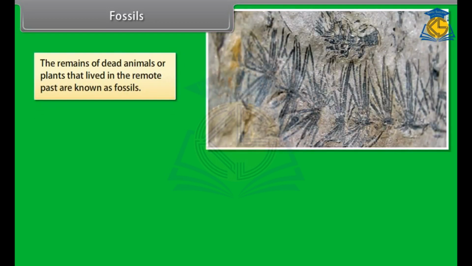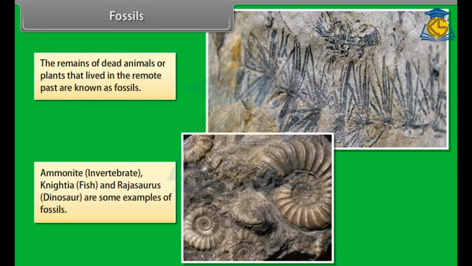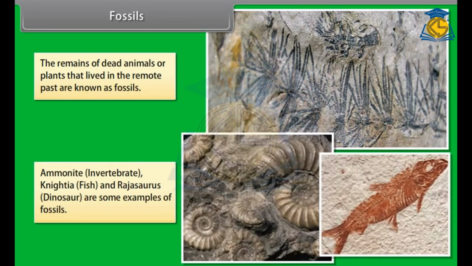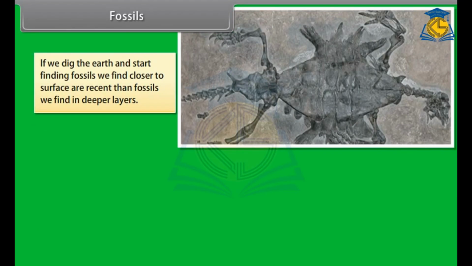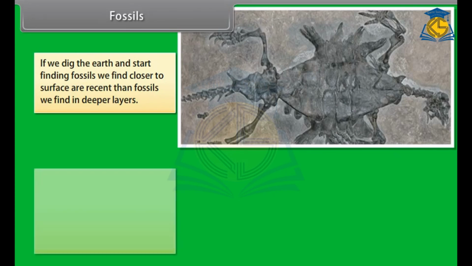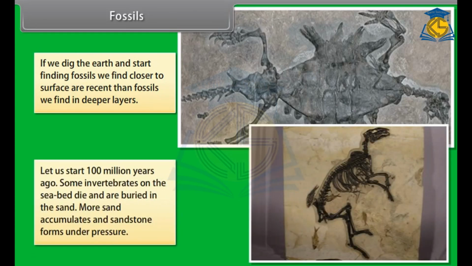Fossils. The remains of dead animals or plants that lived in the remote past are known as fossils. Ammonite, an invertebrate, Knightia, a fish, and Rajasaurus, a dinosaur, are some examples of fossils. If we dig the earth and start finding fossils, we find that those closer to the surface are more recent than fossils we find in deeper layers. Let us start 100 million years ago.